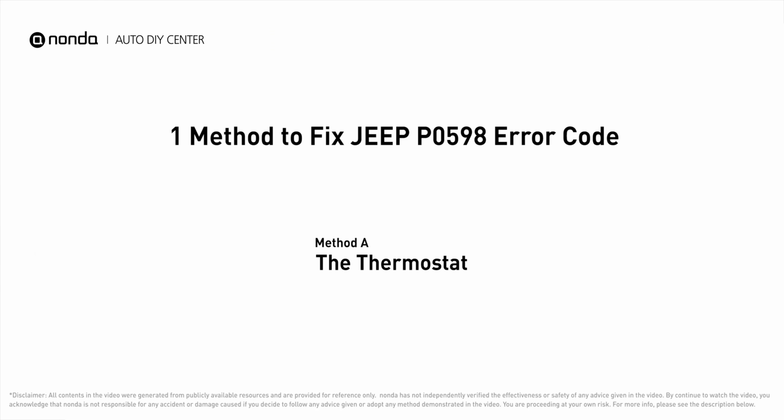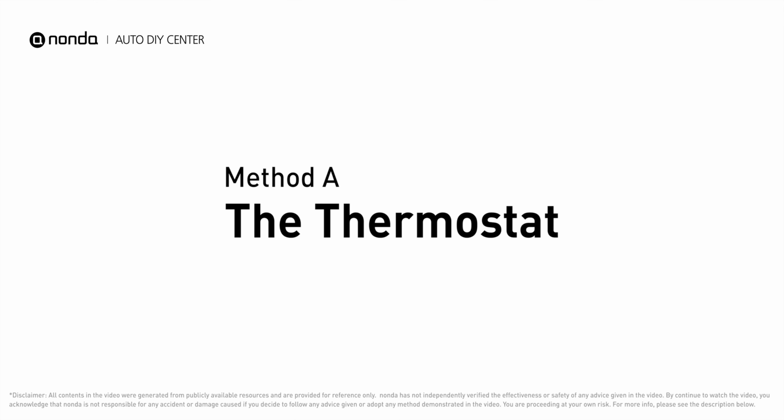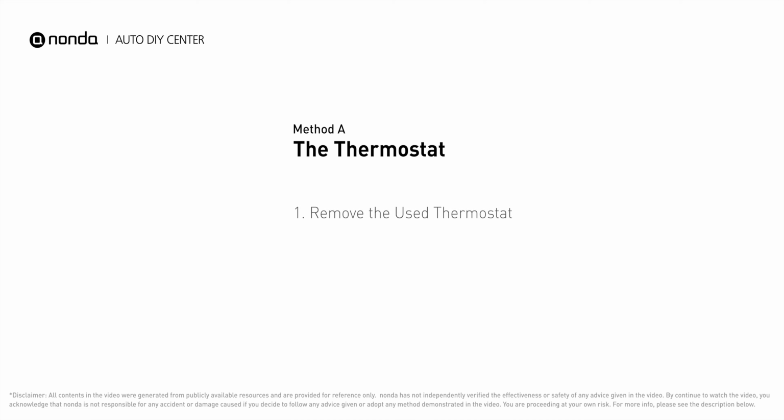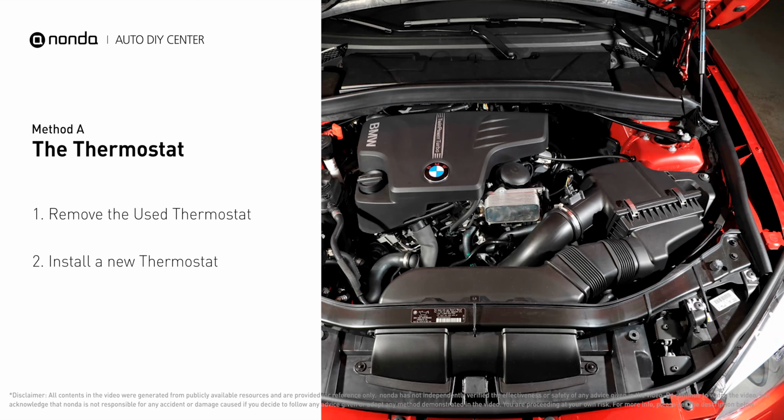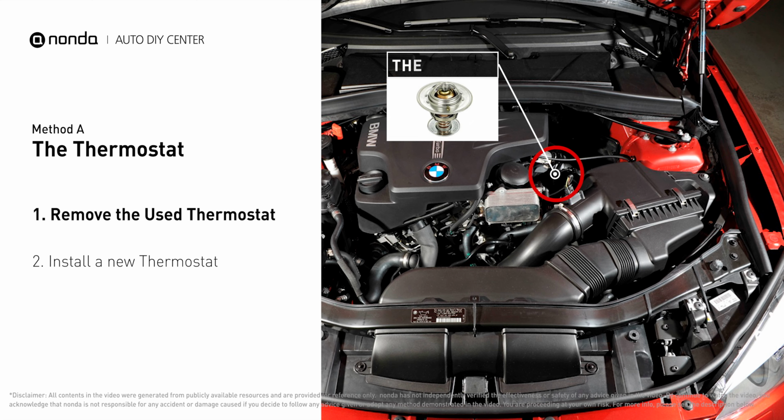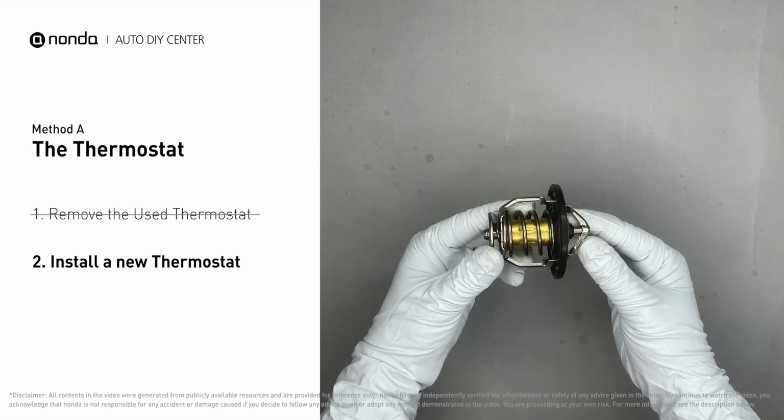Here are one of the most practical solutions to fix Jeep's P0598 error code. Method A, the thermostat. In most cars, the thermostat is placed near the water pump on the cylinder head. First, carefully remove the thermostat from the engine. The engine has to be cooled before attempting the process. And then install a new thermostat.